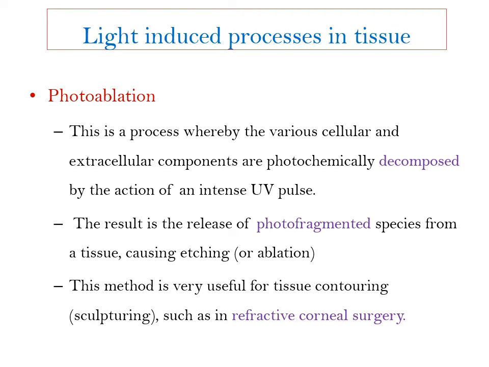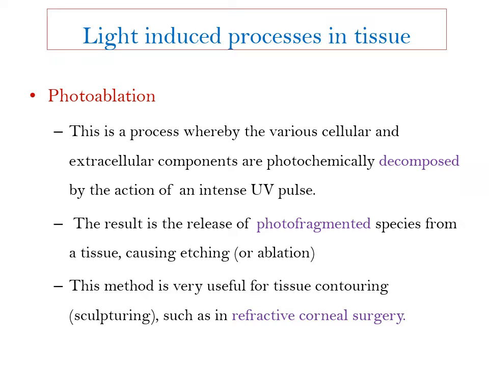So in this kind of interaction, photoablation, it is due to the volume stress as a result of bond breaking. So this is a process whereby the various cellular and extracellular components are photochemically decomposed by the action of intense UV pulse. So the result would be the release of photofragmented species from the tissue, causing ablation or etching. This method is very useful for tissue contouring or sculpturing, such as refractive corneal surgery.